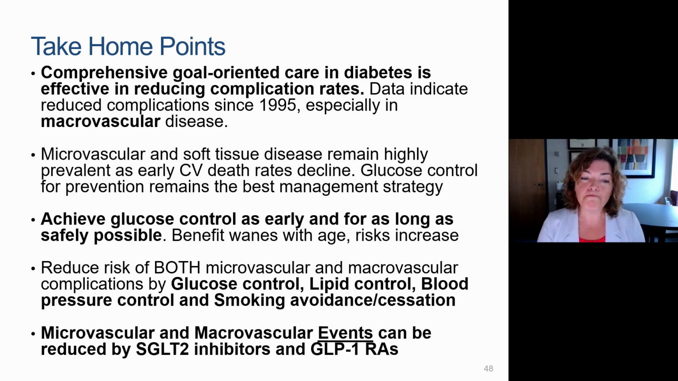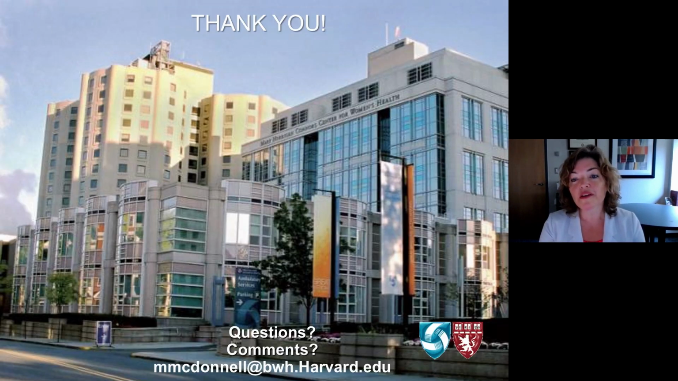And we do think of microvascular and soft tissue diseases as not really accelerating death, but accelerating misery. So it's important to think about preventing these as well. So achieving glucose control is probably the most important thing to do to protect people. And then adding lipids, blood pressure control, and smoking avoidance is critical. And of course, we spent a lot of time talking about the SGLT2s and GLP-1s, and I hope you feel a little more comfortable incorporating them.